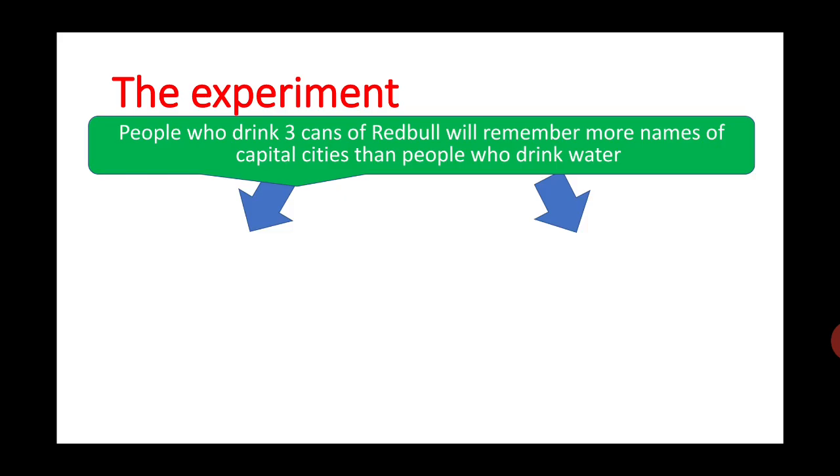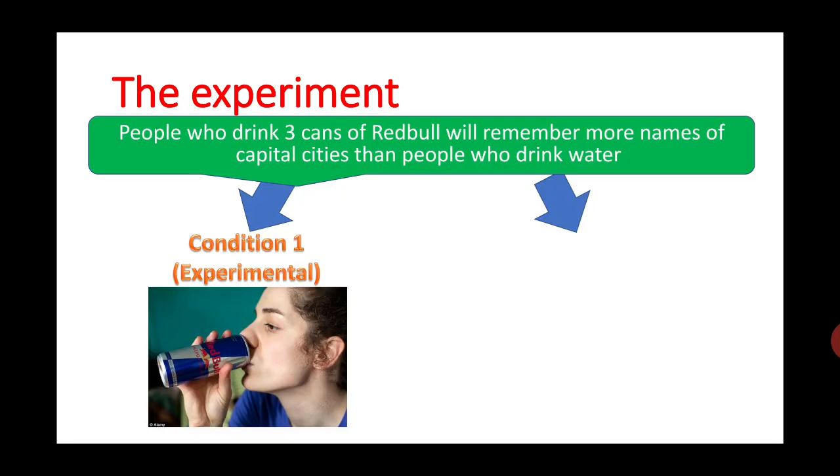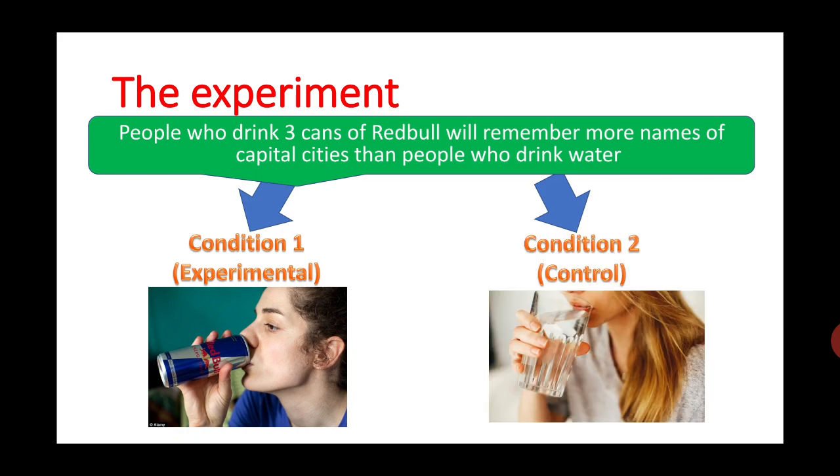Well, as I mentioned earlier, each experiment will have at least 2 conditions. So to test out this hypothesis, I need to have one condition, which is called the experimental condition. And that's going to involve a group of participants drinking Red Bull. And then there's going to be a second condition, and that's called the control condition. And that group of people are going to drink water. So I've got 2 groups or 2 conditions.